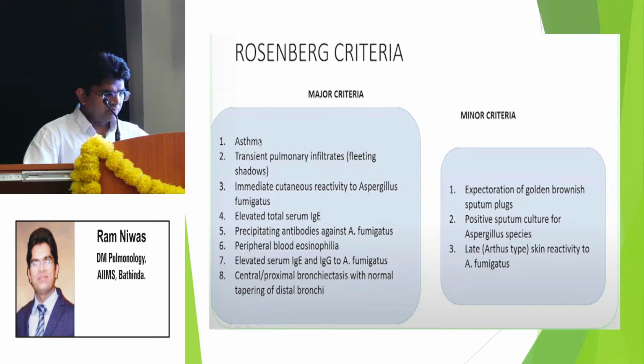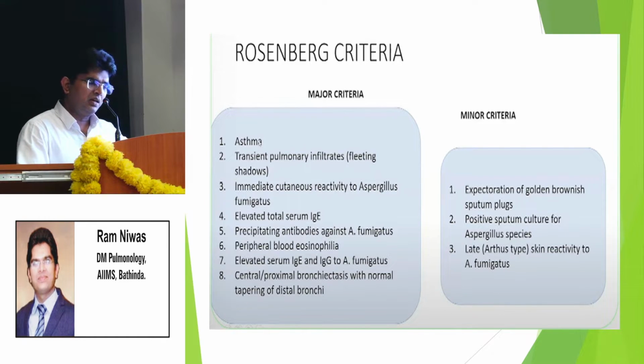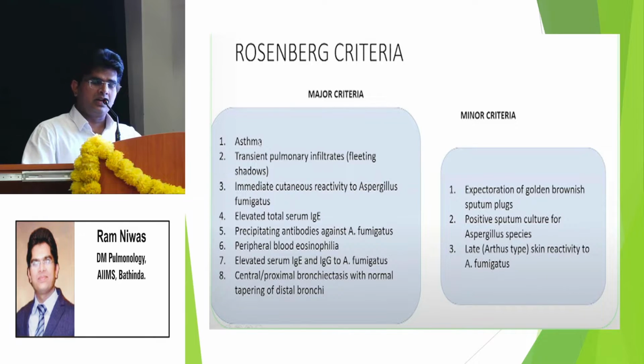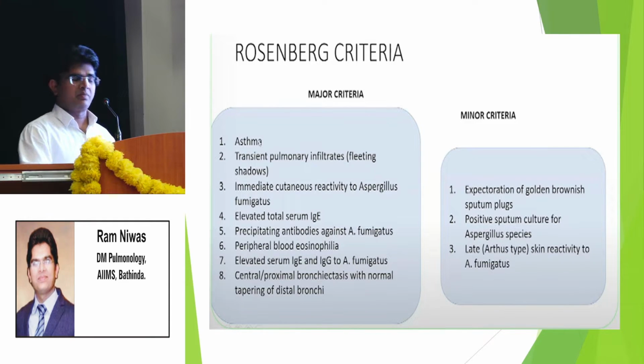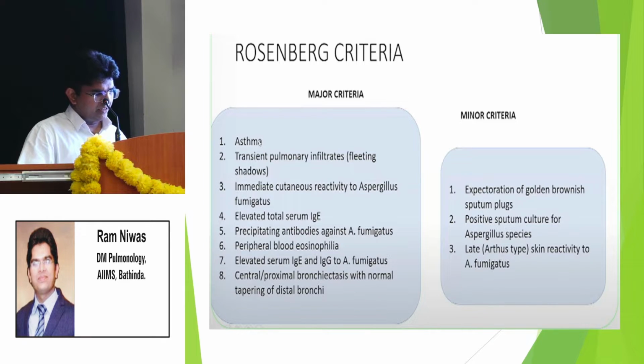These are the Rosenberg criteria. There are major criteria and minor criteria. To diagnose ABPA, 6 out of 8 major criteria must be present. These are asthma, transient pulmonary infiltrate, immediate cutaneous reactivity, elevated total serum IgE, precipitating antibody against Aspergillus, peripheral blood eosinophilia, elevated IgE and IgG specific to Aspergillus, and central bronchiectasis.